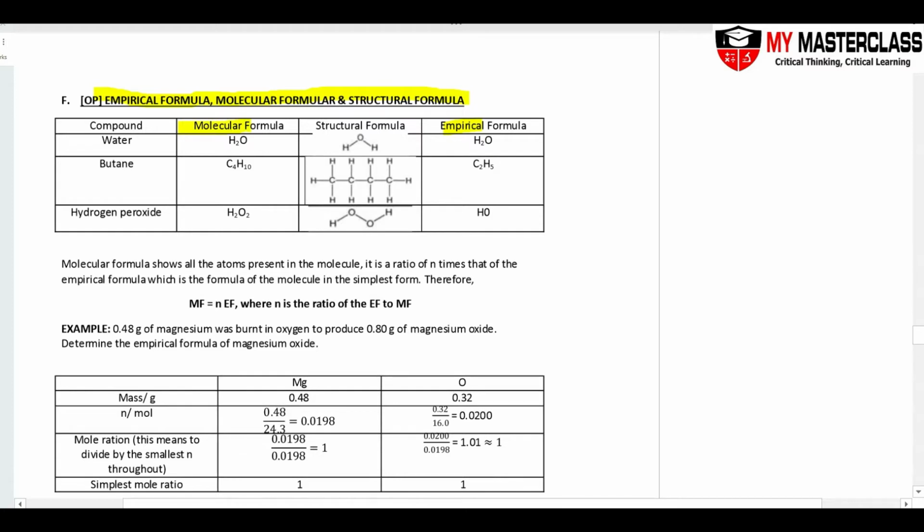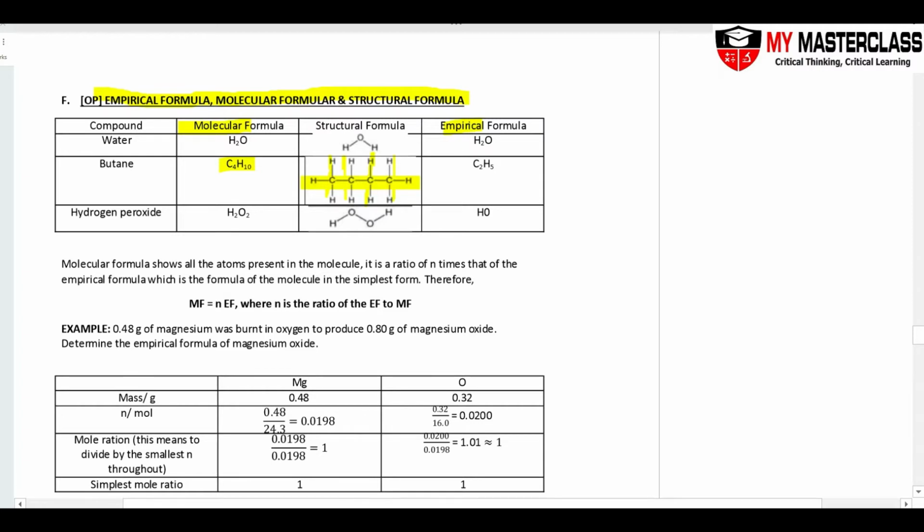Okay, so butane has this molecule C4H10. There are 4 carbon atoms and 10 hydrogen atoms. The structural formula essentially draws out all your bonding. Each line represents a covalent bond. Remember, carbon has 4 valence electrons, so it can form 4 bonds, with 4 lines coming out from carbon. Hydrogen has 1 valence electron, so it can form 1 bond. So for each hydrogen you see 1 line coming out.